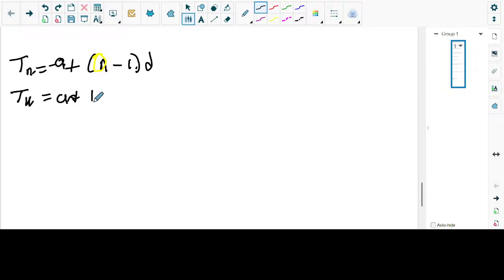A plus 10D. Where does the 10D come from? Remember, guys, we already showed you which we highlighted. We substituted 11 and then it said 11 minus 1, we got 10. That is for term number 11.